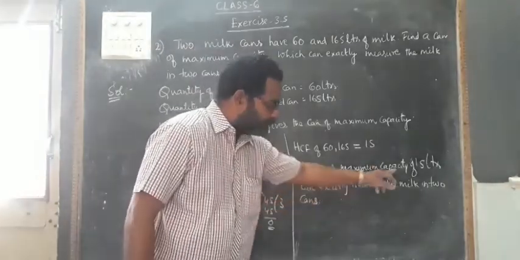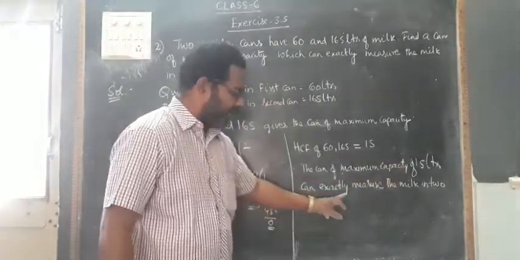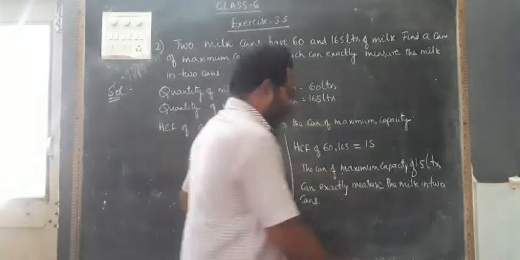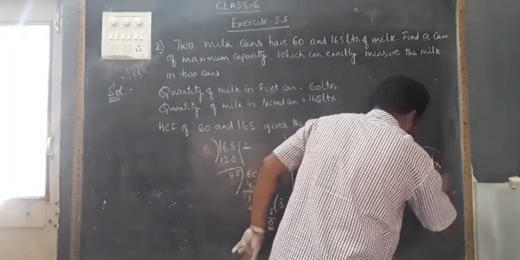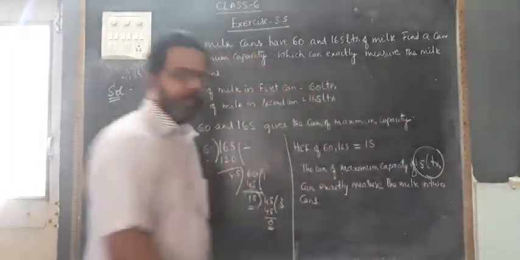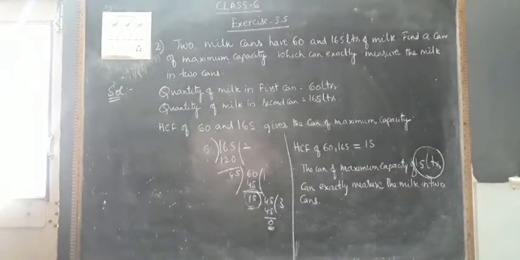The can of maximum capacity of 15 liters can exactly measure the milk in two cans. 15 liters, 15 is the highest common factor. Understand? Please pause the video and note down this second sum. Then we shall go for the third sum. Okay.